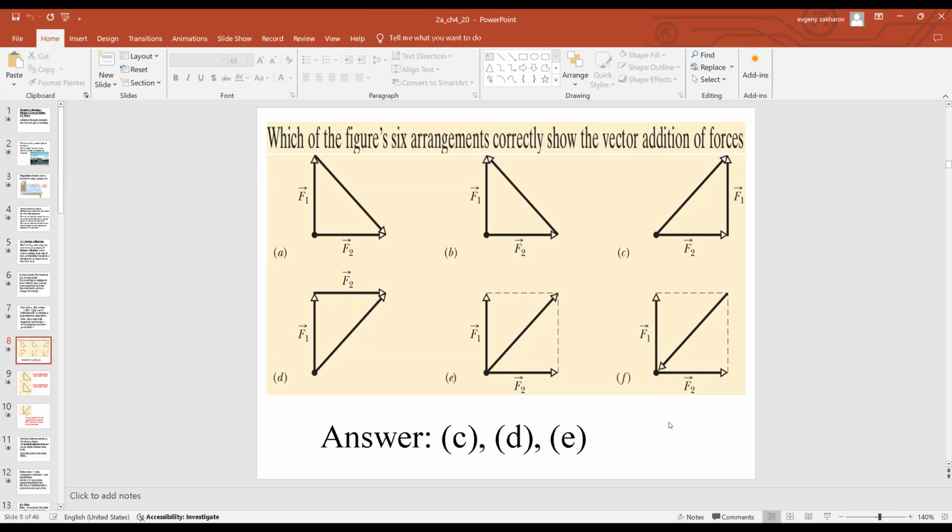So remember, we did this for velocity vectors, for acceleration vectors, for position vectors. Now we have to do it for forces. Forces undergo the same procedure as other vectors.